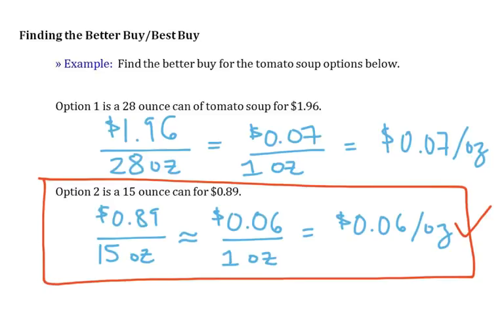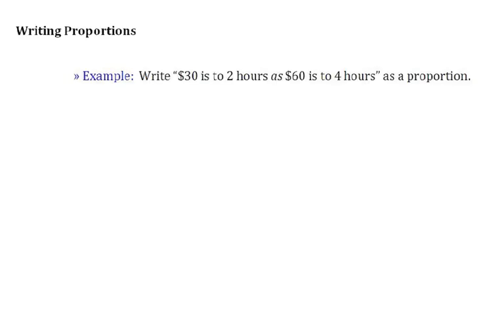Now our last part of this video we'll talk about the proportion aspect. So what's a proportion? A proportion is basically just two ratios set equal to each other or two rates set equal to each other. So let's try writing a proportion. Let's write $30 is to 2 hours as $60 is to 4 hours as a proportion. We were just given it in words.